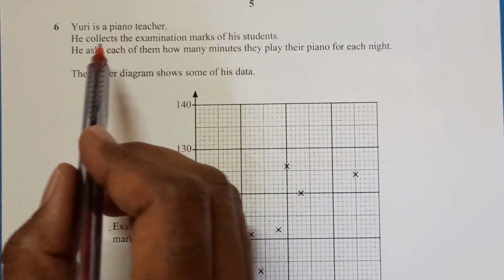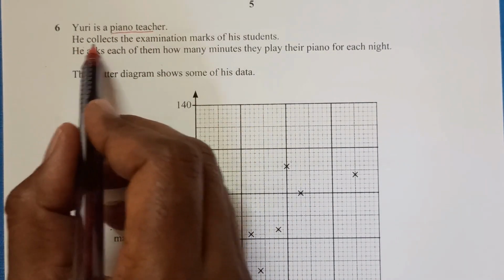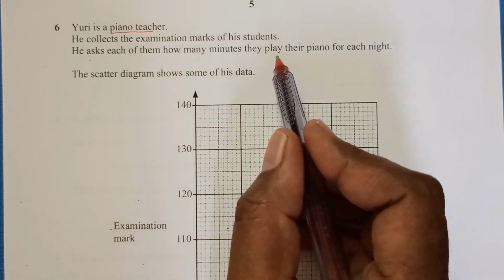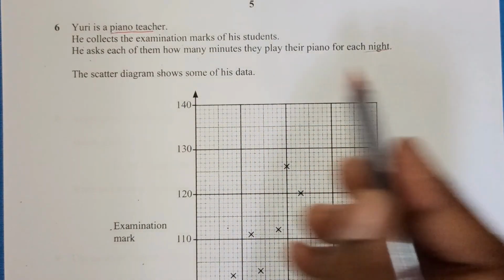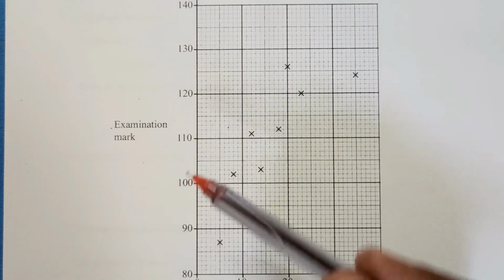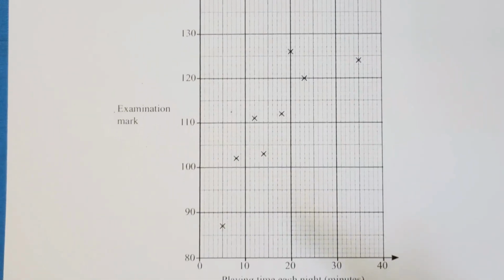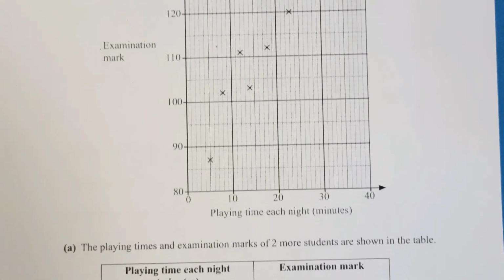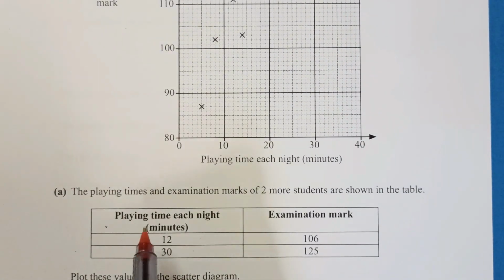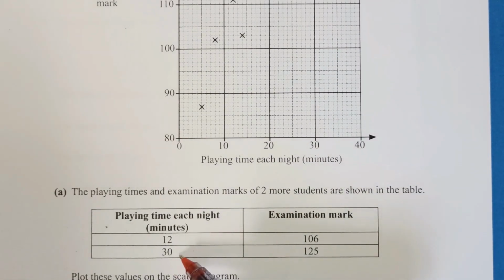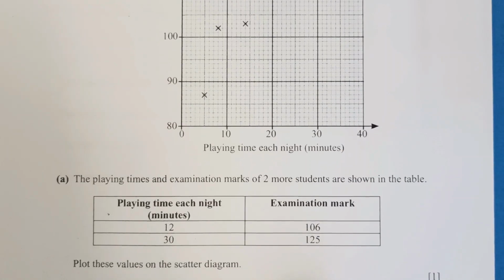Question number 6. Yuri is a piano teacher. He collects the examination marks of his students. He asks each of them how many minutes they play their piano for each night. The scatter diagram shows some of his data. You can see here we have examination marks along the y-axis, and playing time each night in minutes along the x-axis. The question is, the playing time and examination marks of two more students are shown in this table: 12 minutes and 30 minutes, examination marks 106 and 125. So plot these values on the scatter diagram.